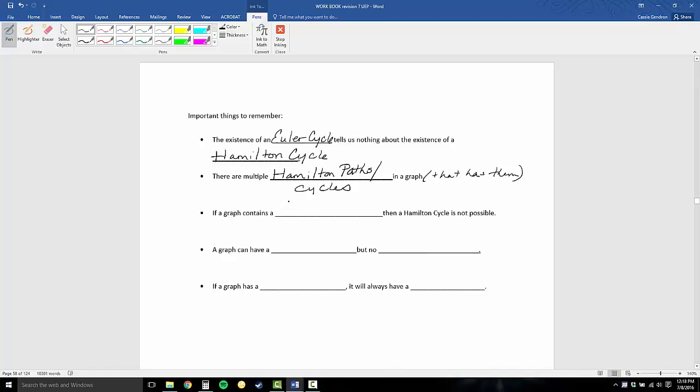If a graph contains a bridge, then a Hamilton cycle is not possible. A graph can have a Hamilton path but no Hamilton cycle. Because of a bridge, we can have a Hamilton path still. But if we have a bridge, we can't have a Hamilton cycle.